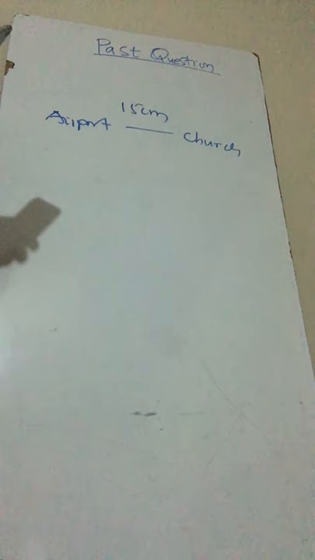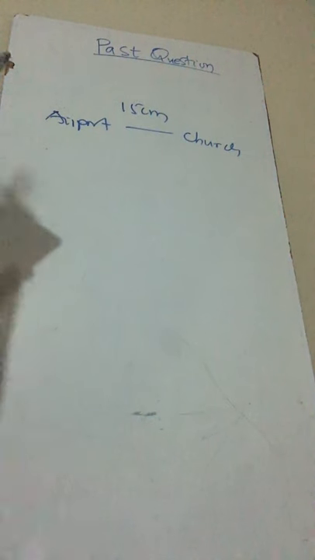Now you could see the airport and you could see the church over there. Now if they say the distance is 15 centimeters, we are looking at question 21. That is the distance between the airport and the church, 15 centimeters. Now the question is asking you, how far is the airport from the church? Now if you look at the scale given, you would see that they say every centimeter is 5 kilometers.